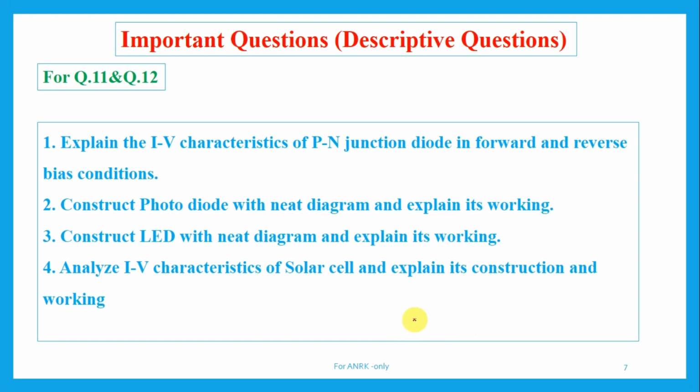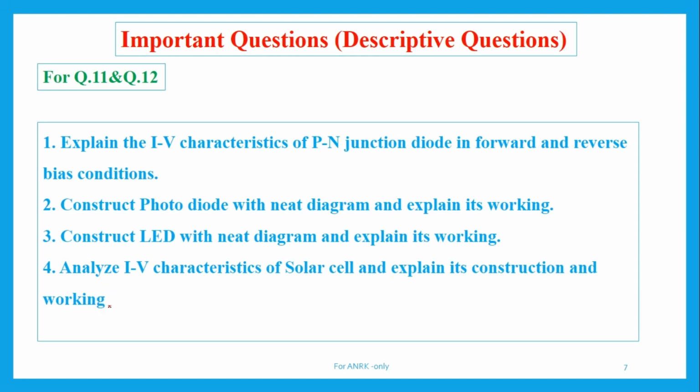For question numbers 11 and 12, which are part of the third unit part B, we will get 2 questions. The possible questions will be: explain IV characteristics of PN junction diode in forward and reverse bias conditions. Sometimes they may ask to explain the formation of PN junction diode and its IV characteristics. Second, construct a photodiode with a neat diagram and explain its working. Construct LED with a neat diagram and explain its working. Fourth, analyze the characteristics of solar cell and explain its construction and working.